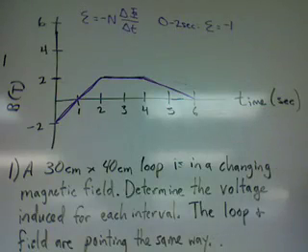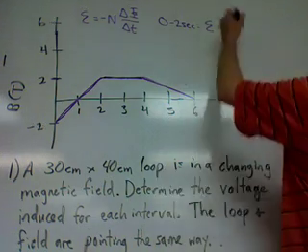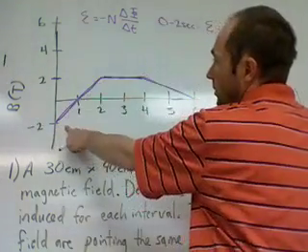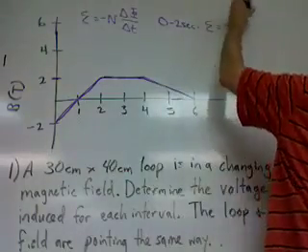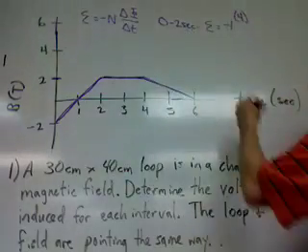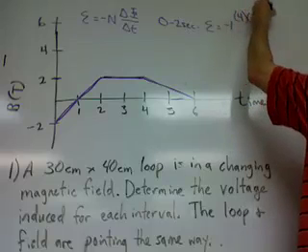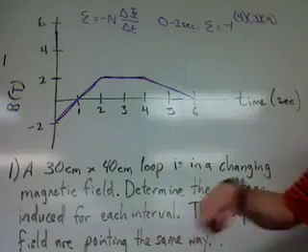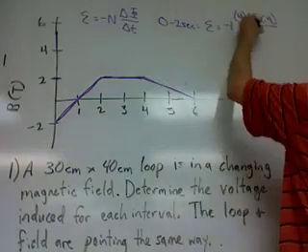So if I want to find my flux, I need to go BA cosine theta. So my change in B is going to be 4, so B, and then my A is 0.3 times 0.4, and then cosine theta is going to be 0, so that's 1, so I'm not going to worry about that, divided by the time, so that's 2 seconds.